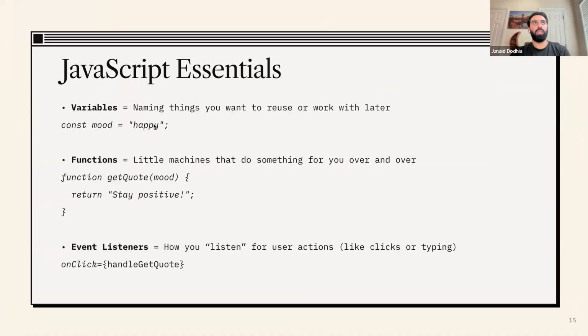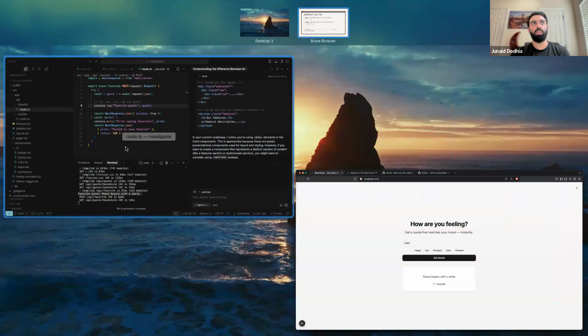And the last important thing is event listeners. Event listeners are basically for anything you click on the UI, where you want to perform some user action. So if I click on a button, I want to do something. So here what's happening is on click, handleGetQuote. This handleGetQuote is a function call. Let me show you what it looks like in our code.